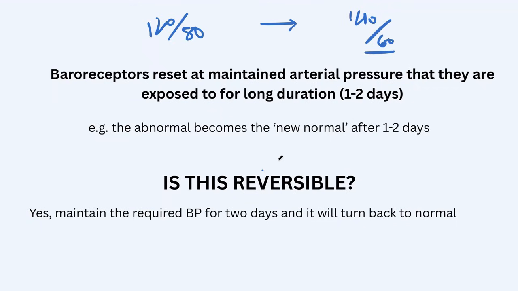And is this reversible? Yes, it is. If you want to reverse this hypertension, you're going to have to keep it at a normal 120/80 for 1 to 2 days. It will turn back to normal. Okay?